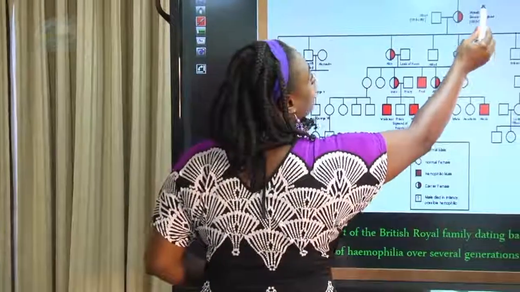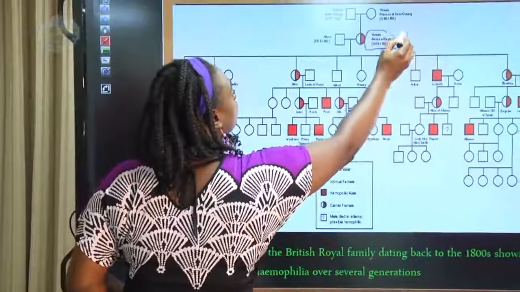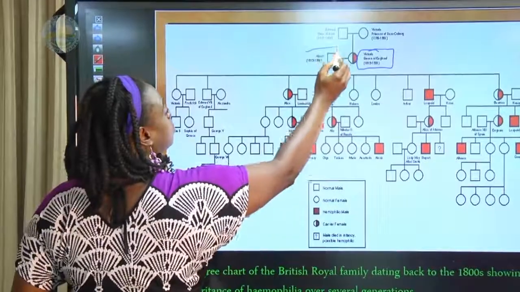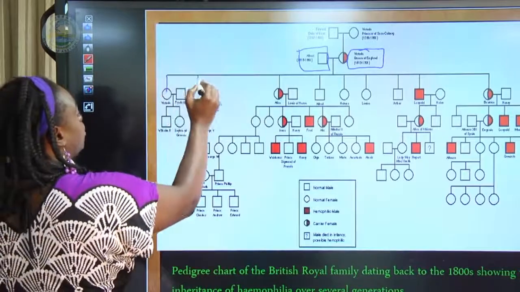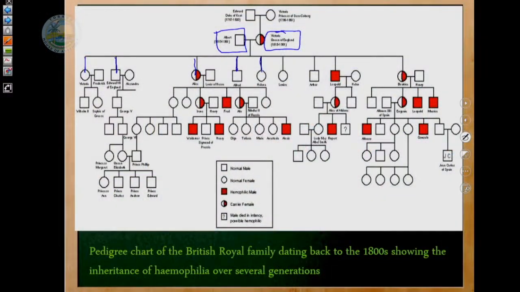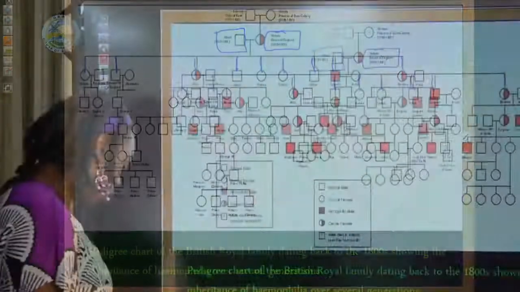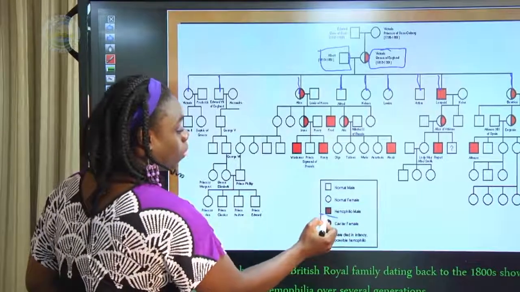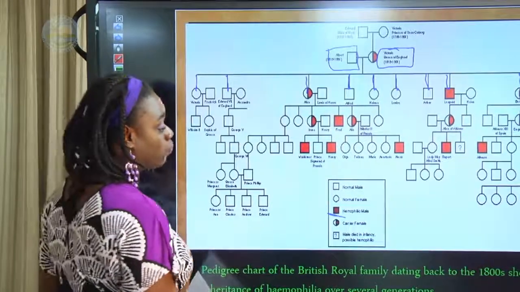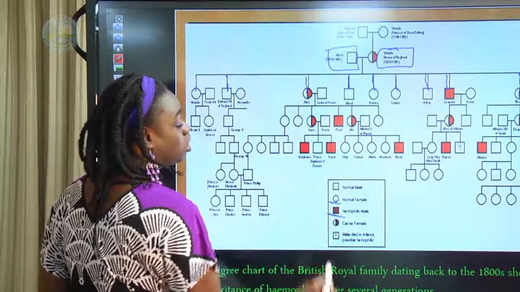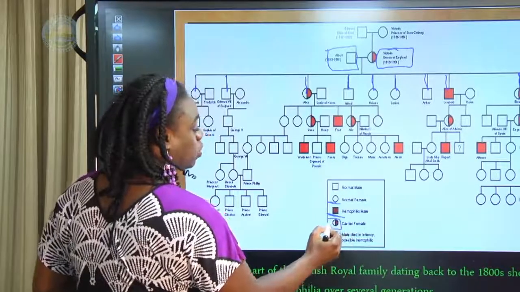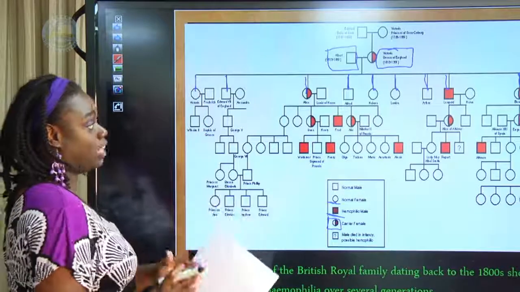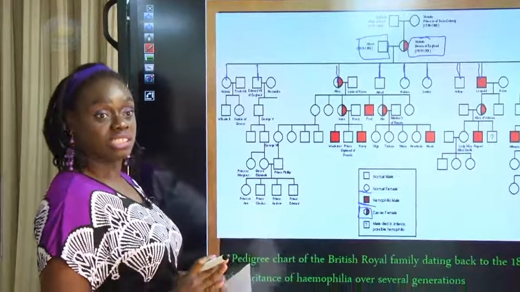So we have here Queen Victoria, who got married to Prince Albert in the 1800s, and she had 1, 2, 3, 4, 5, 6, 7, 8, 9 children. Those in the red have hemophilia, and those which are uncolored are normal. Then you're seeing this curious one here, where we have both red and white, and that would indicate carriers.